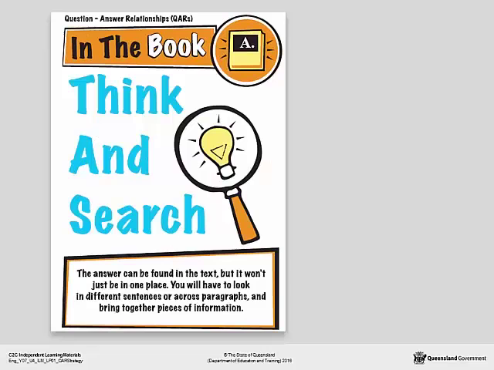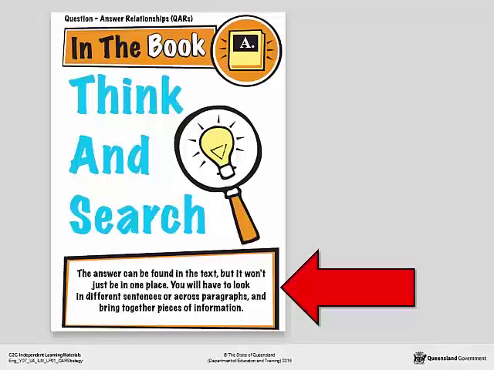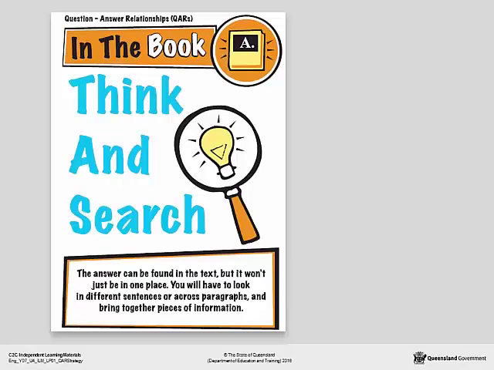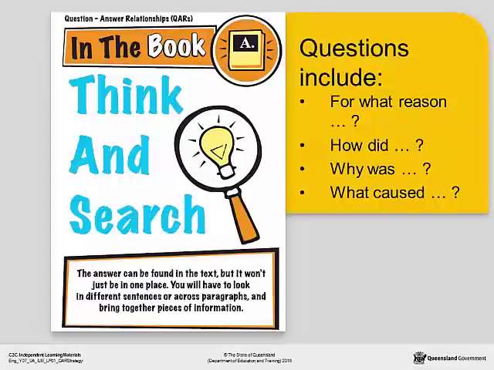Think and search questions are a little more complex. The answer is still found in the text, but the reader must gather information from different parts of the text. So, you might need to summarize the text, bringing together pieces of information. Questions include: for what reason? How did? Why was? What caused?